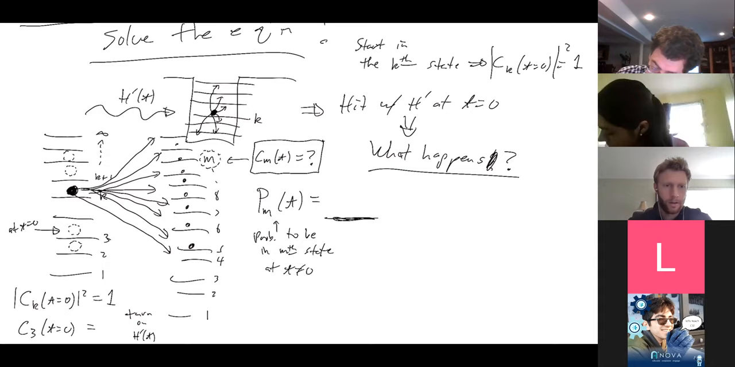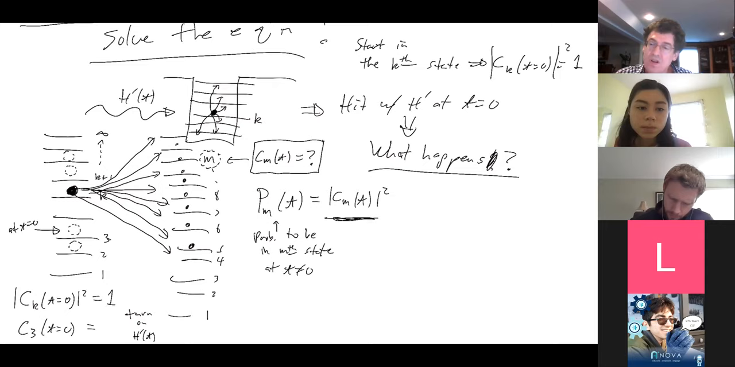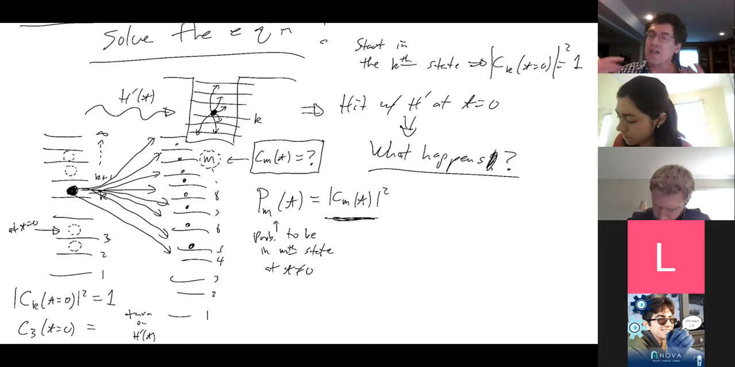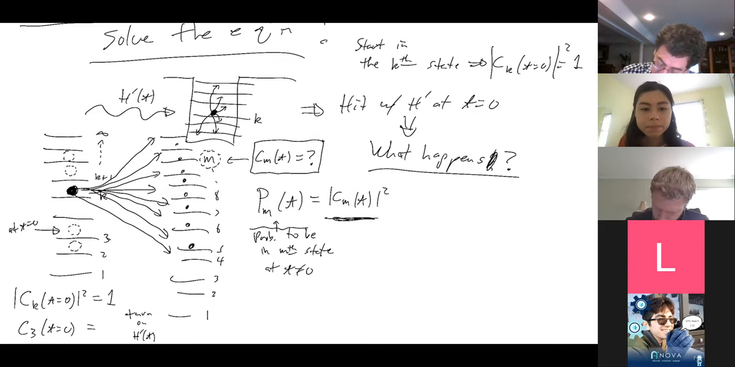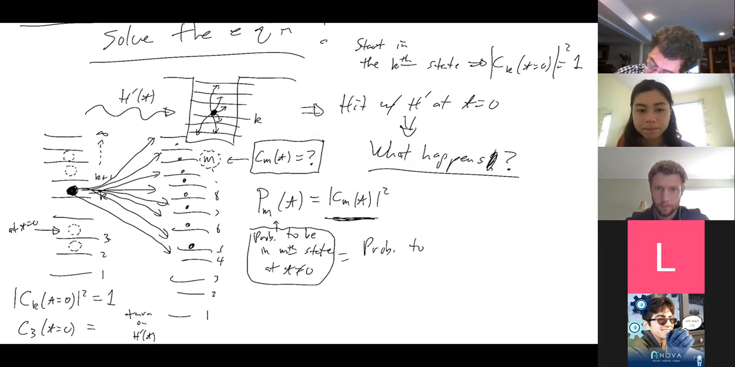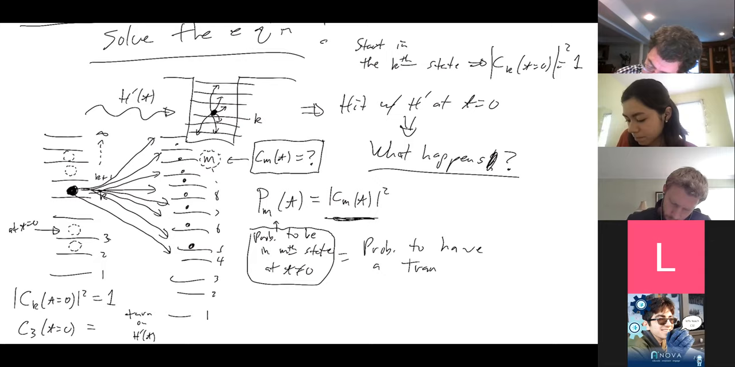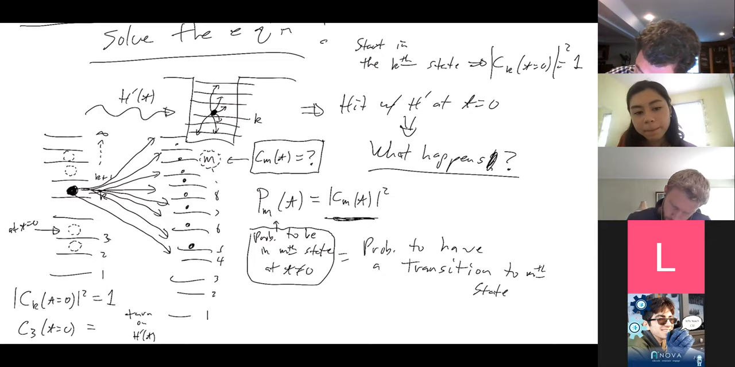So this whole question of how much green goo gets sprayed into the mth state is very important, because it tells us the probability that the particle is literally in the mth state. And this is another way of saying it is equal to the probability to have a transition to the mth state. So this is the transition probability. How much green goo gets sprayed into the mth state is the transition probability. So it's very important. Okay, and so let's calculate it.